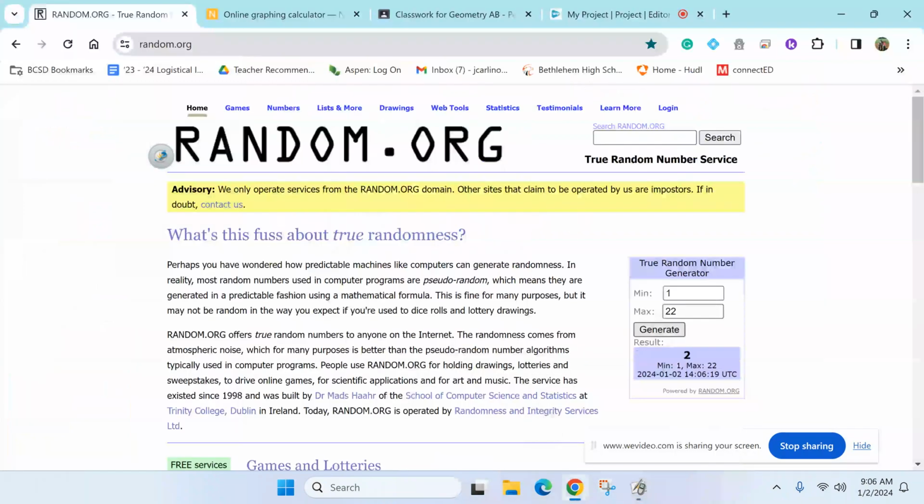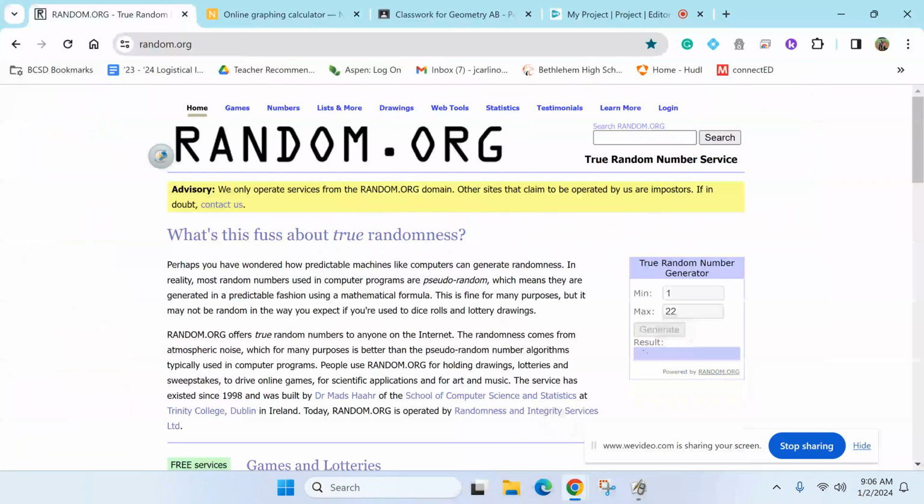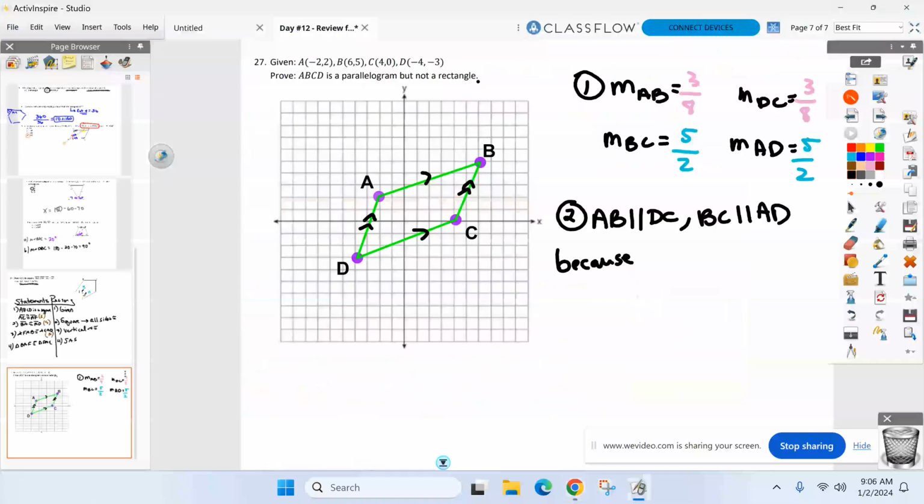Bailey, what did we learn? AB and DC are parallel. We learned AB and DC were parallel along with BC and AD. BC is parallel to AD. That's what we learned, so let's write that down. How do we know that's true? Why is that true, Simon? Their slopes are equal. Done, because slopes are equal.